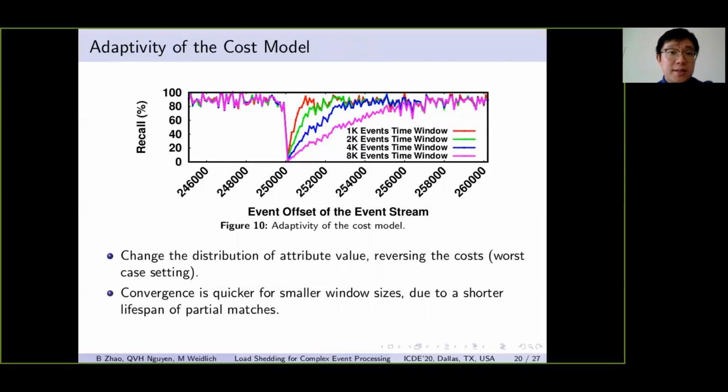We also tested the adaptivity of the cost model. We consider the worst case setting, that is, to change the distribution of attribute values upside down. So we reverse the costs. The quality of query results suddenly drops to 0 and gradually converges to a normal level. Convergence is quicker for smaller time windows due to a shorter lifespan of partial matches.